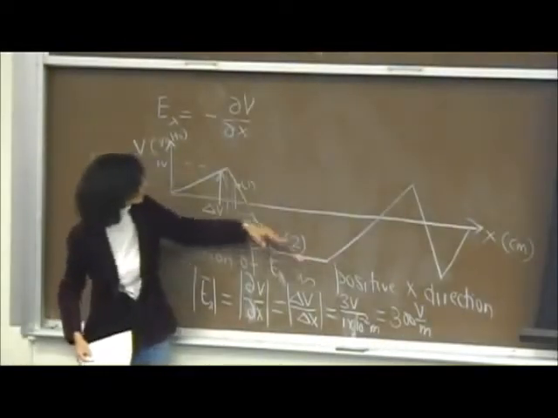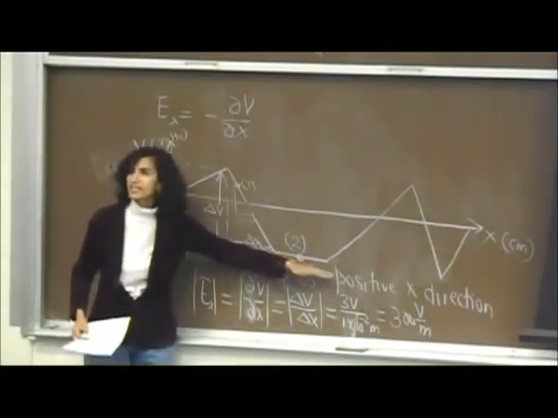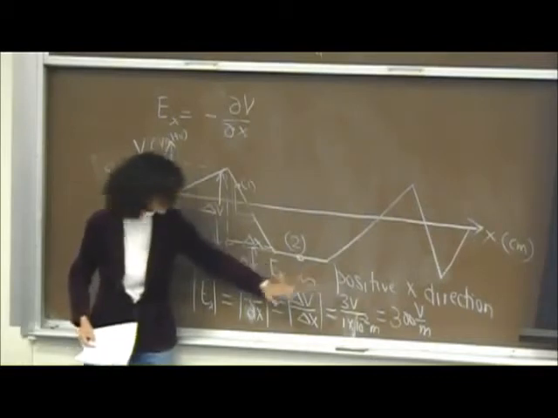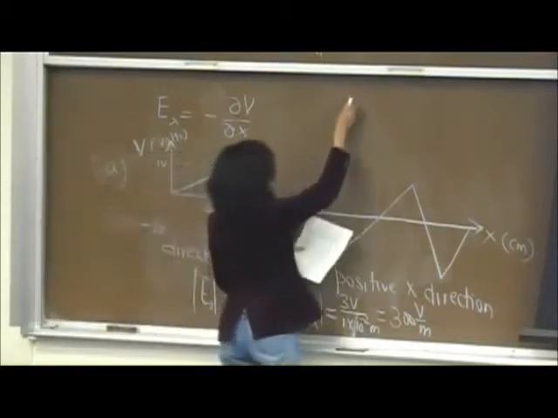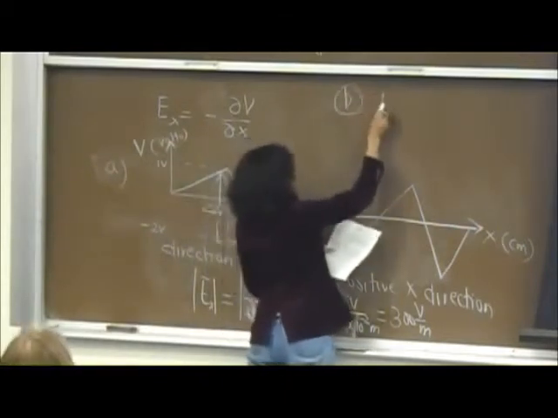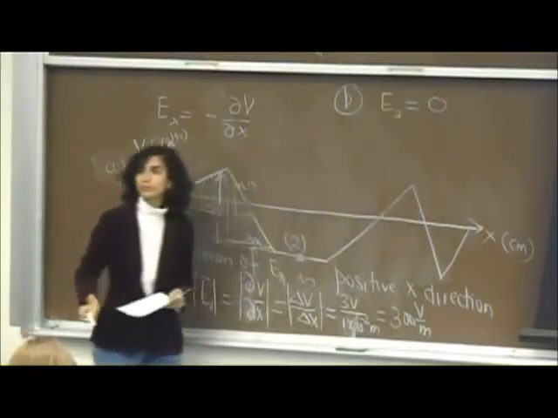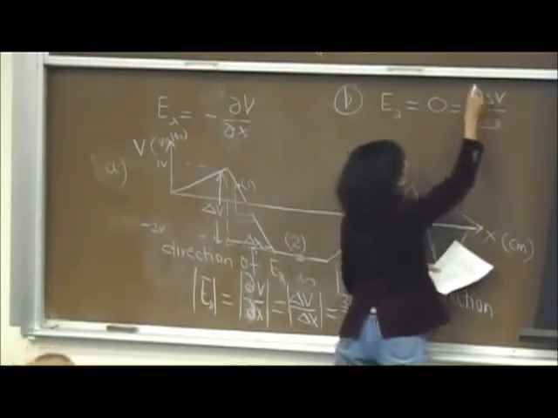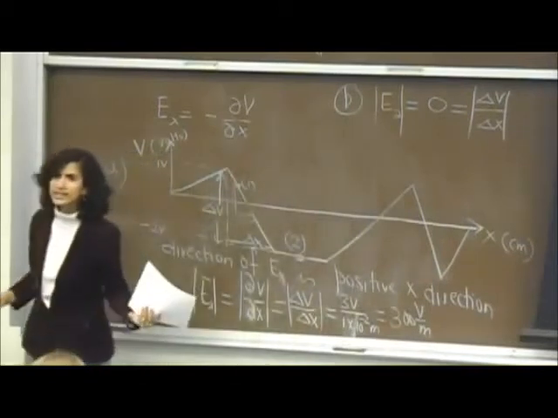What is the slope of this thing? What is delta V over delta X over here? 0. Is everybody seeing that this is a horizontal line? So delta V over delta X is 0 here, right? Slope here is 0, and so the electric field at point 2 is 0. So for part 2, E at point 2 is equal to 0. Why? Because delta V over delta X is 0. I hope everybody understands that point.